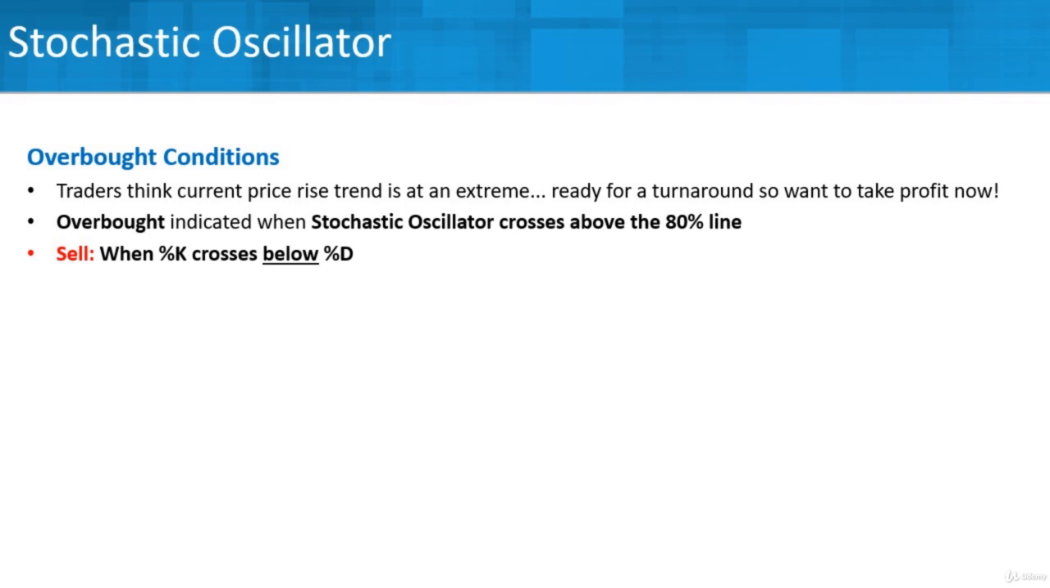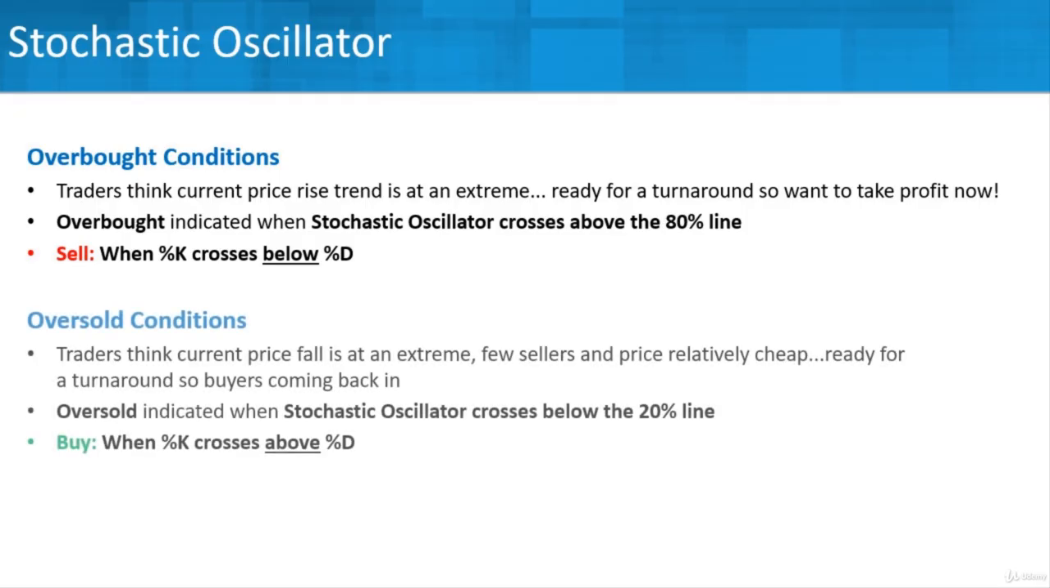So you've got two things going on here. We're looking for that overbought condition, and then we're looking for a sell signal that's going to tell us when we're getting really close to the peak, and that's when the percentage K crosses below the percentage D. An oversold condition is when traders think the current price fall is an extreme. It's gone way down in price. There are few sellers, the price is relatively cheap, and it's ready for a turnaround. We're thinking buyers are going to start coming back in.